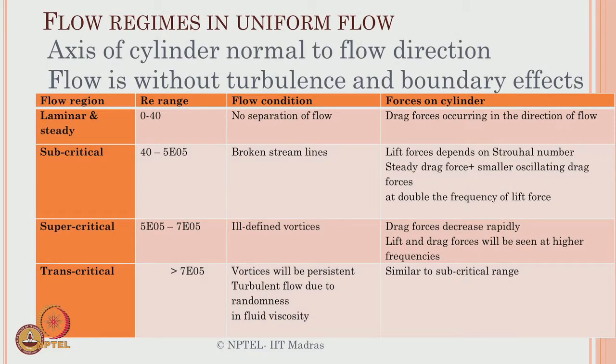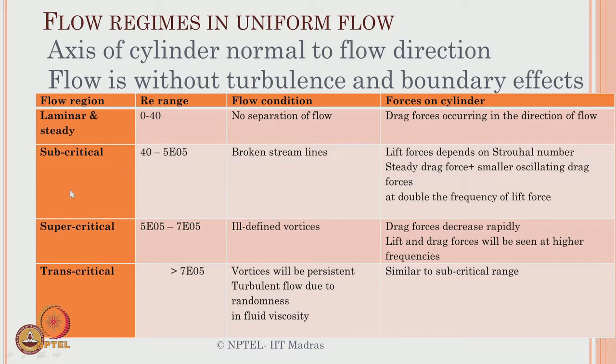If you look at the flow regimes in uniform flow, let us consider the axis of the cylinder normal to the flow direction. Flow is without turbulence and boundary effects. Now, when you talk about this in aerodynamics, people generally look at one important parameter which we call the Reynolds number, indicated as RE here. Depending upon the range of the Reynolds number, one classifies the flow conditions and assesses what kinds of forces can come on the cylinder. For example, if the flow remains laminar and steady, for which the Reynolds number should lie between 0 and 40, the flow shows no separation. If there is no separation of flow, the drag force occurring in the direction of flow will be the predominant force acting on the cylinder.